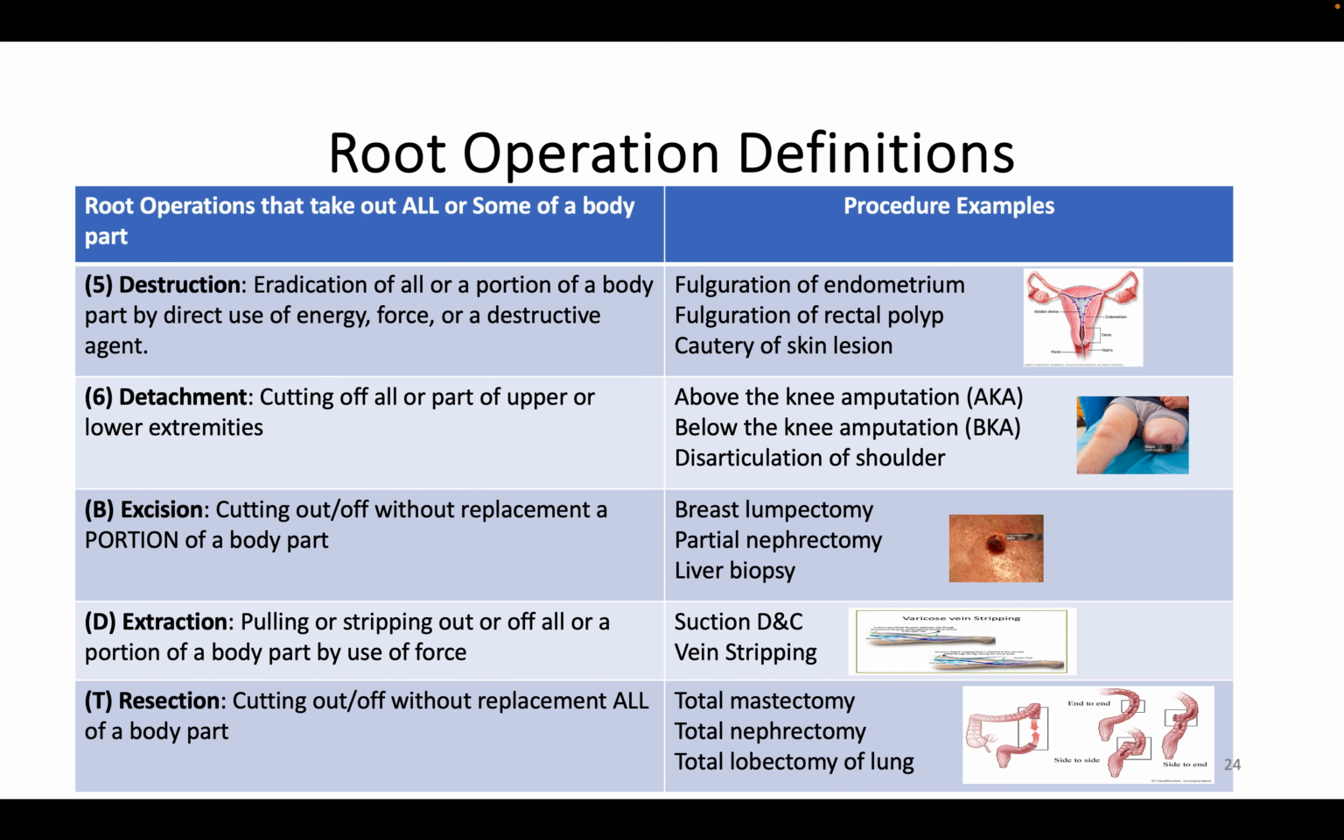Extraction is pulling or stripping out or off all or a portion of a body part by use of force. This is your suction D&C, your vein strippings. And there are pictures of veins that are being stripped. Next is resection. It's noted by the letter T. It's cutting out or off without replacement all of a body part. Again, this is your total mastectomy. Here in this picture is where we took out a whole section of the intestine and then they put it back together. So they removed a whole section of it. Or you have your total nephrectomy or your total lobectomy of your lung.